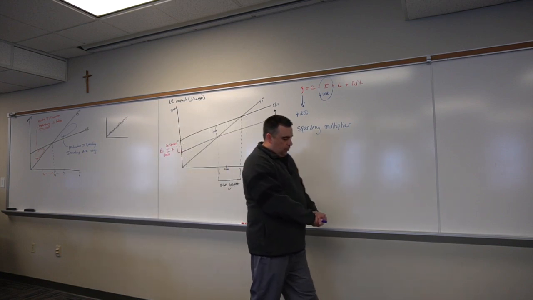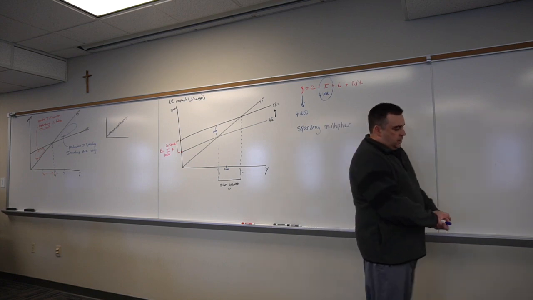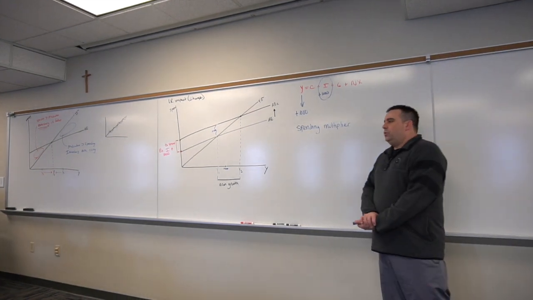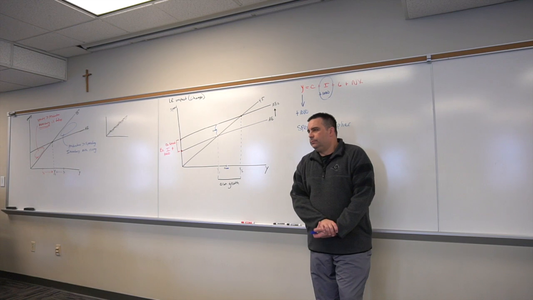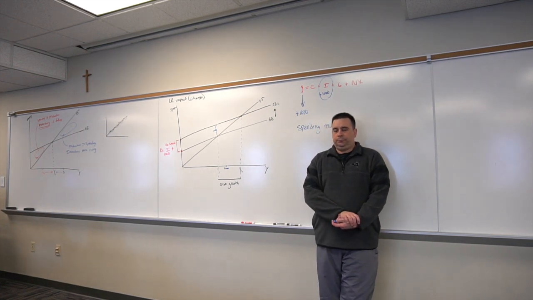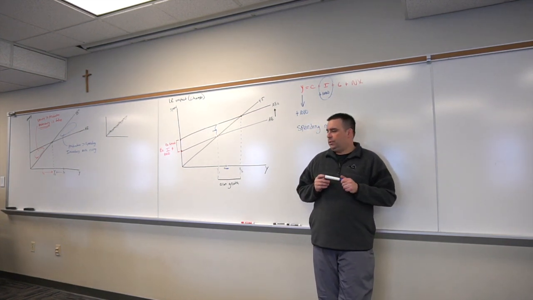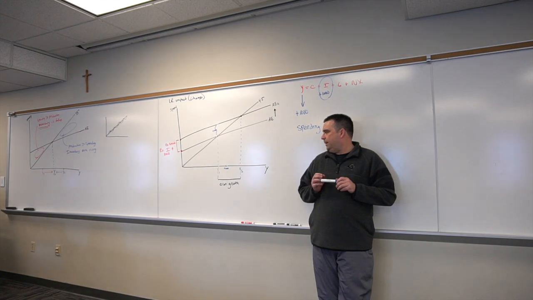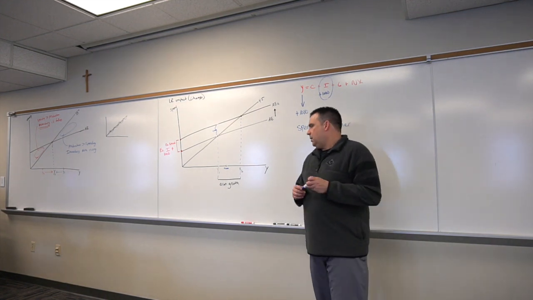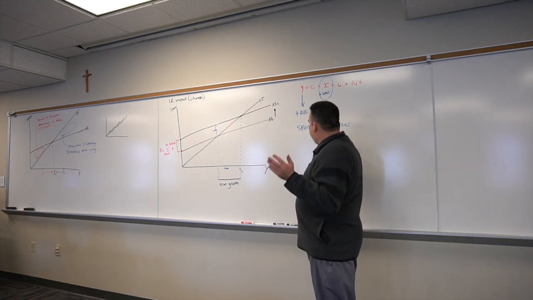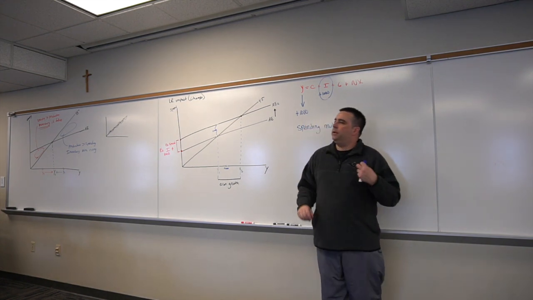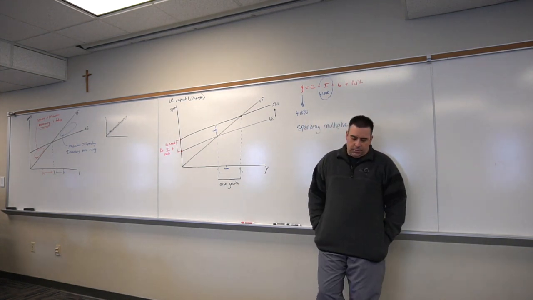Again, the expenditure multiplier shows that the change in long-run real GDP is greater than the change in initial spending. Okay, so we got the definition. We'll put a formula up here in just a second. Let's talk about the story.